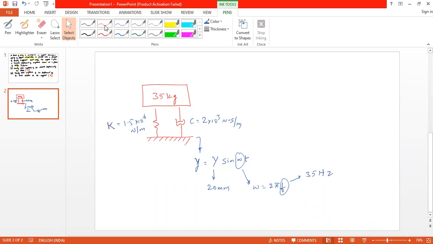So here we need to find the absolute displacement of the mass, which may be in the downward direction or in the same direction as the support displacement. So we need to find the value of displacement x and its relative displacement with respect to the support, that is z. So we need to find these two values.